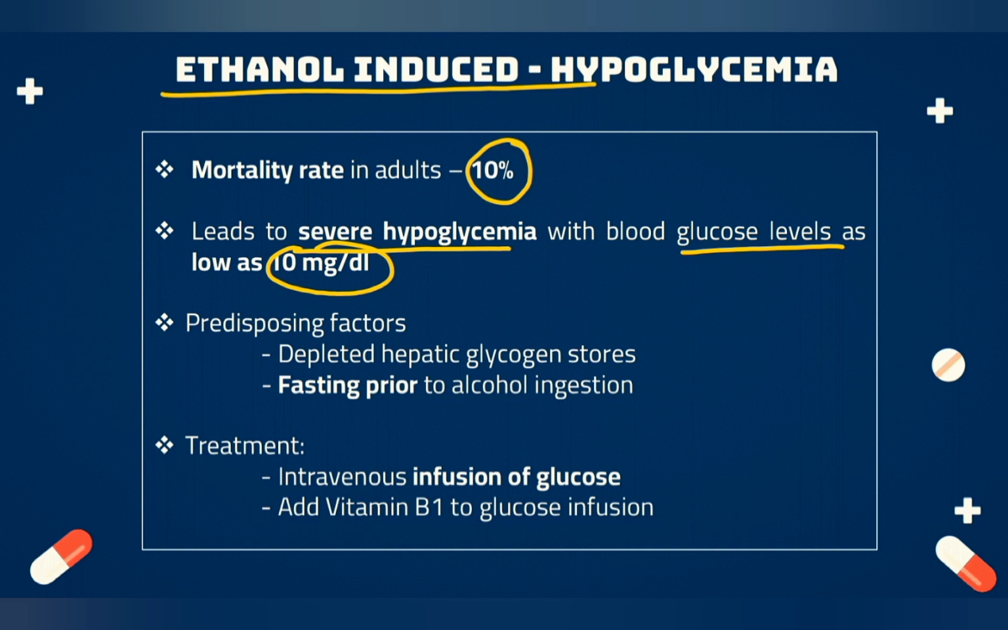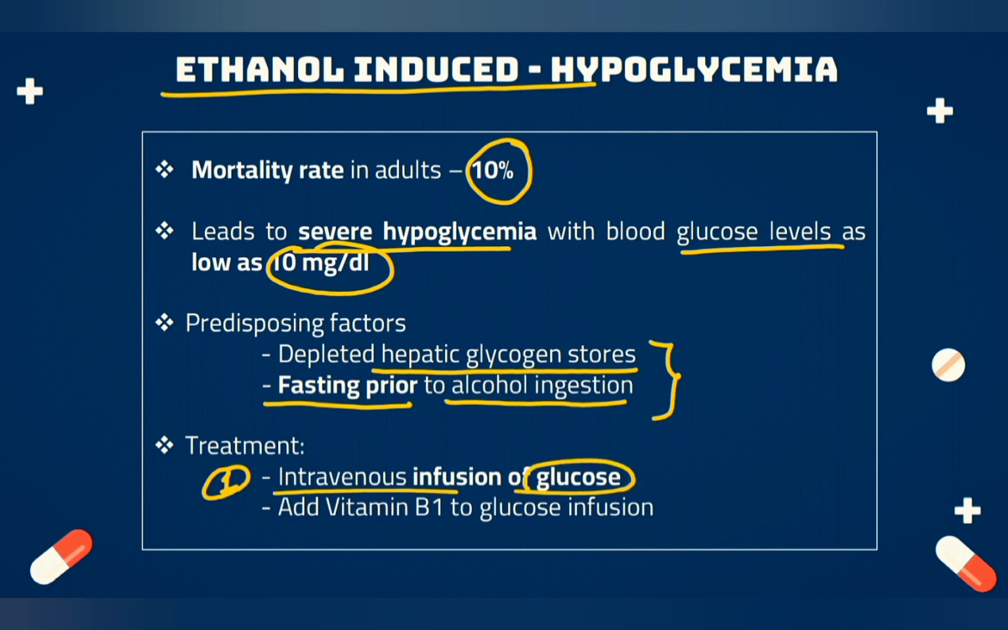If there is already depletion of hepatic glycogen stores in the liver, or if the person was in a fasting state prior to consumption of ethanol or alcohol, then in such conditions the risk of hypoglycemia increases. So what is the treatment for this? In this condition we need to give the person an intravenous infusion of glucose, and we also need to add vitamin B1 to that glucose infusion.